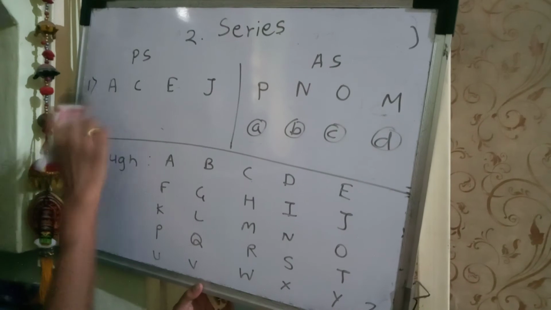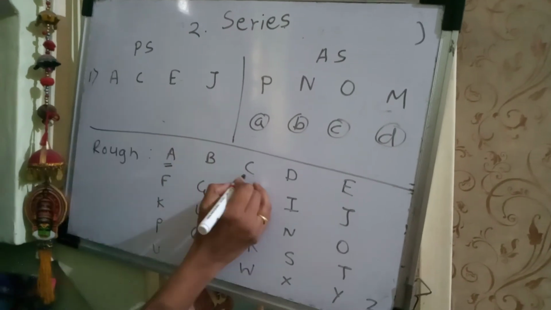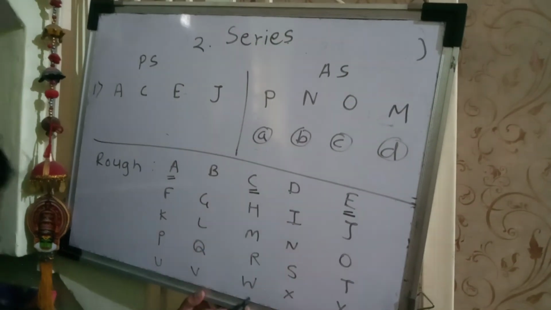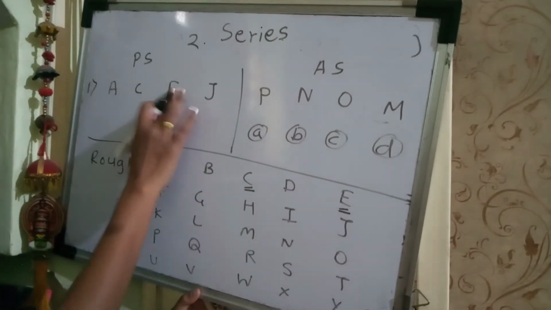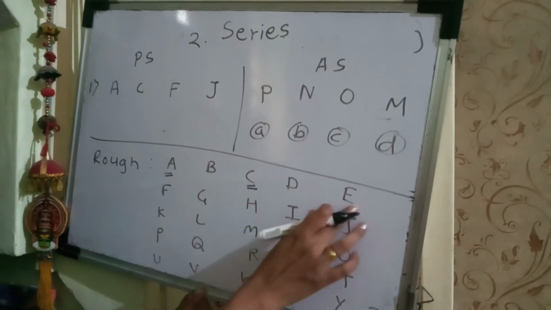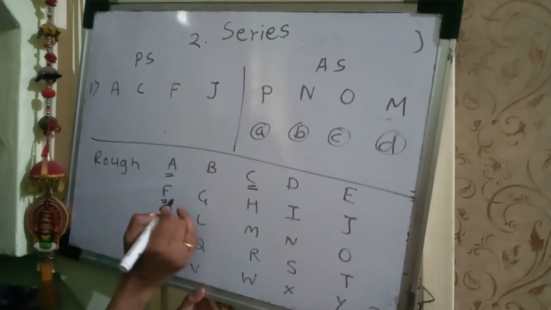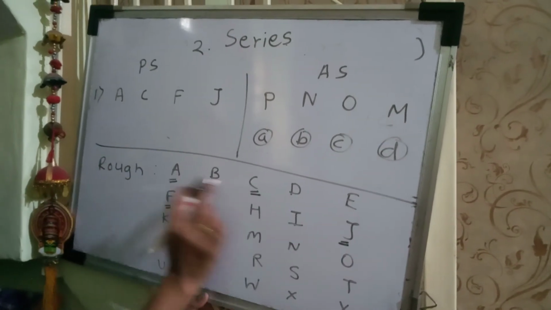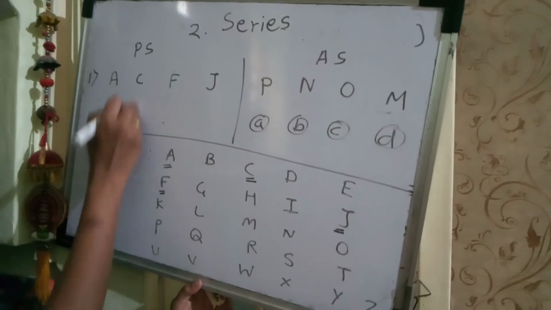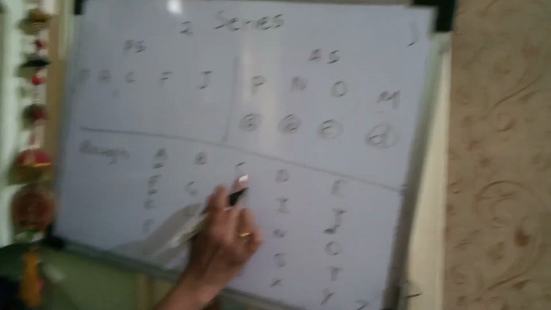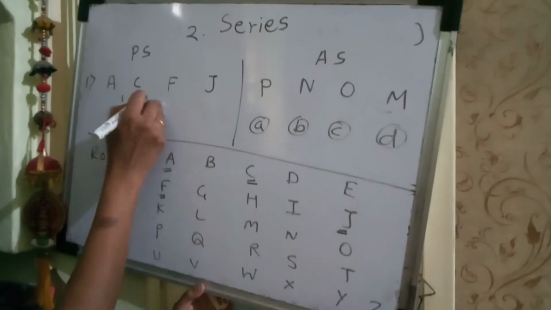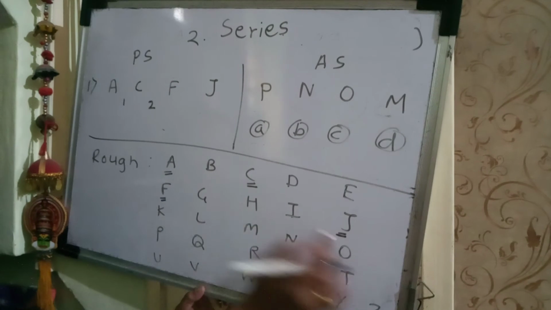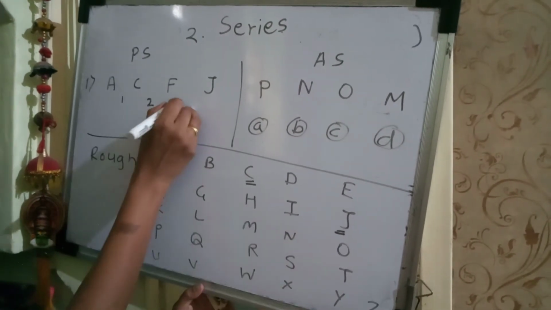Now see, A, then C, sorry, A, C, F, and J. Now you see the series one by one. A and C, in between one character is there. Then C and F, D and E, two characters are there. F and J, in between F and J, three characters are there.